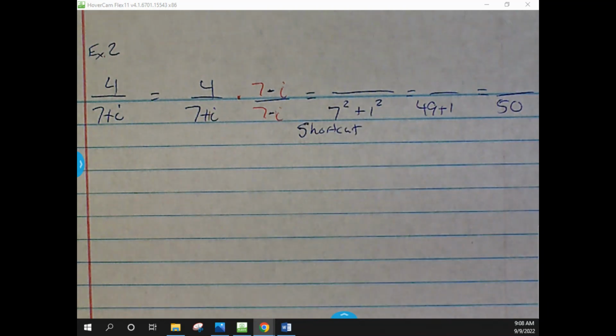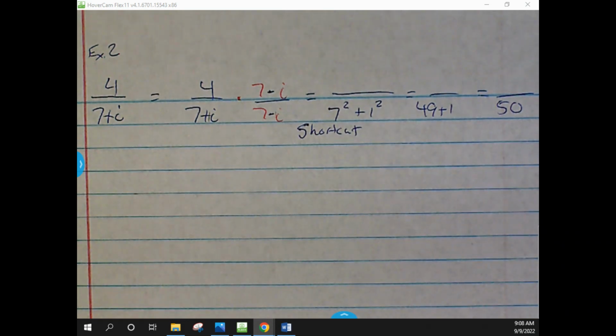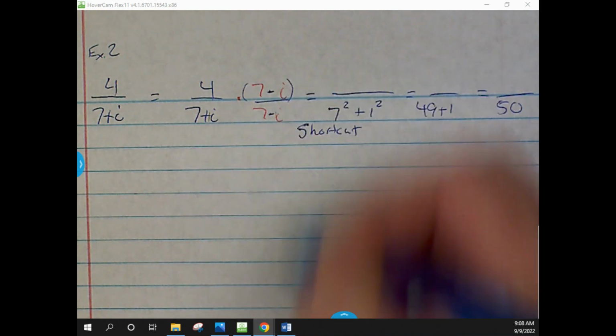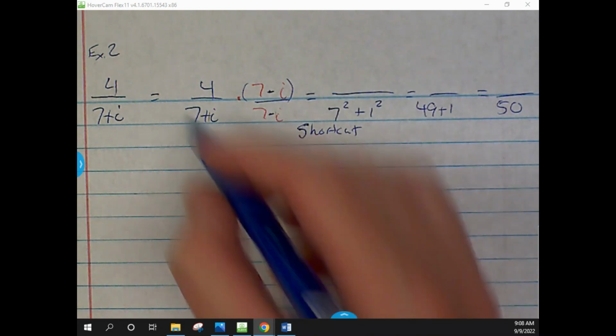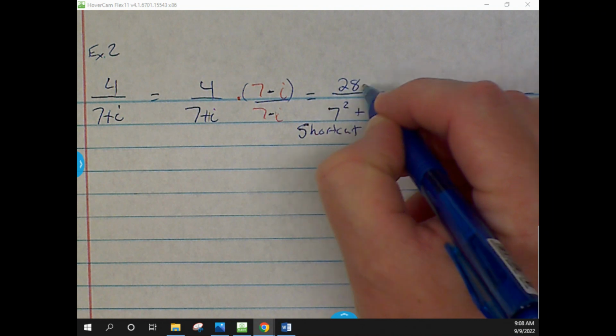Okay, so again, the denominator, if they give you that one and tell you to simplify, you get to use the shortcut. First number squared plus the second number squared. And don't worry about the signs because, again, it's going to be minus a negative when we plug in the i squared. So it's always just first number squared plus second number squared. All right, top part, a little bit easier on this one. It's just 4 times 7 minus i. So that's 28 minus 4i.